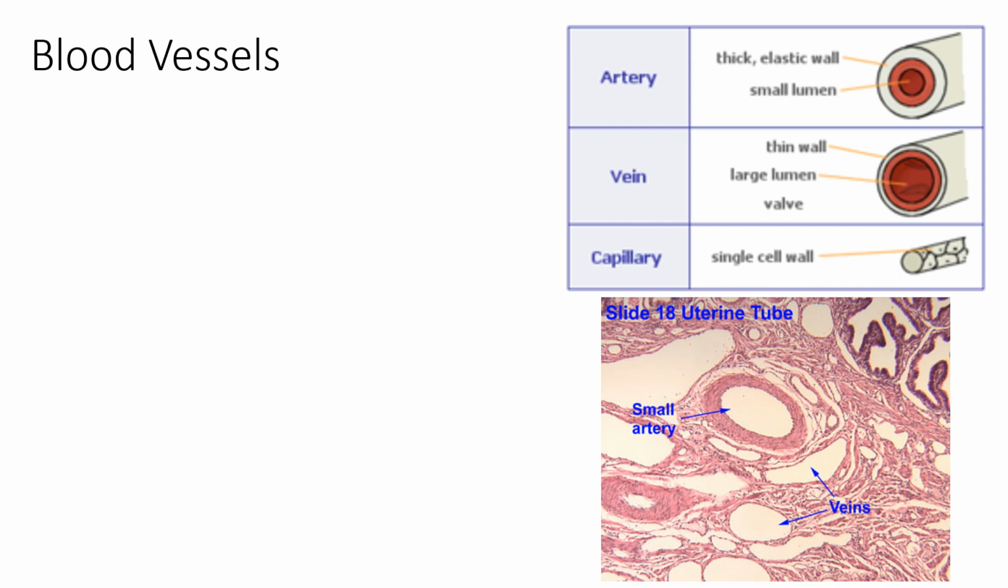So again, you can see the veins in this histology image, how they're larger and kind of not nice and circular shaped. Whereas with the artery, you can see that it's pretty much a nice little circle and has a very nice wall that's very visible.